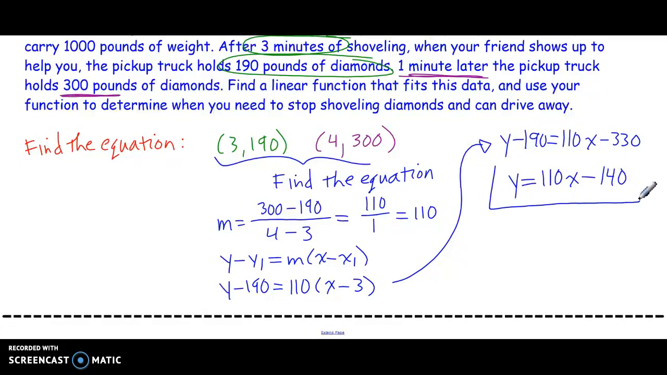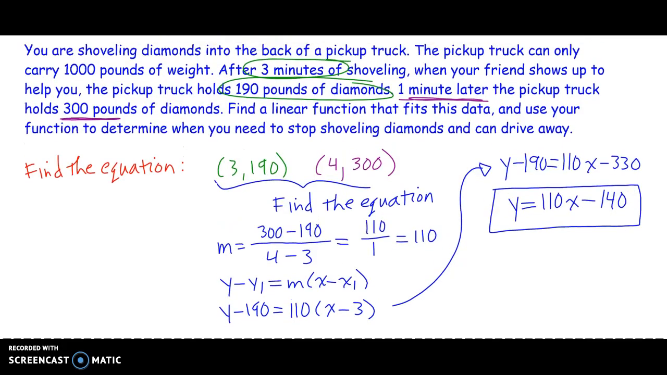Is that the equation you got? Same equation I'm getting. And then if you wanted to completely finish answering the question, that's the equation you would use to do it.